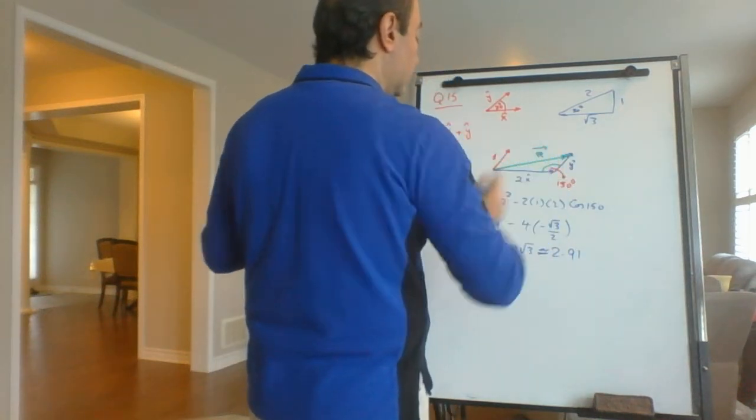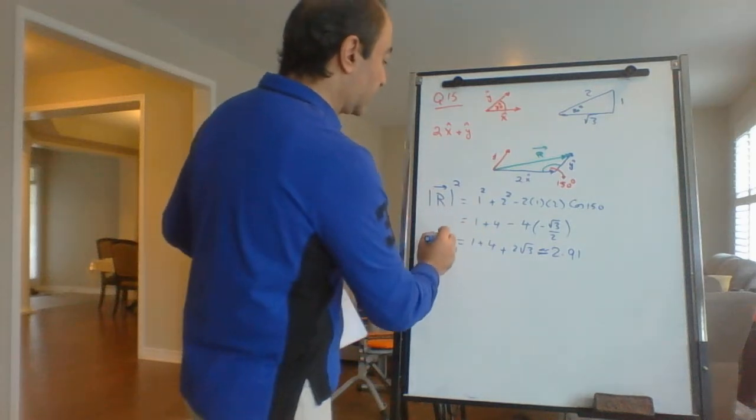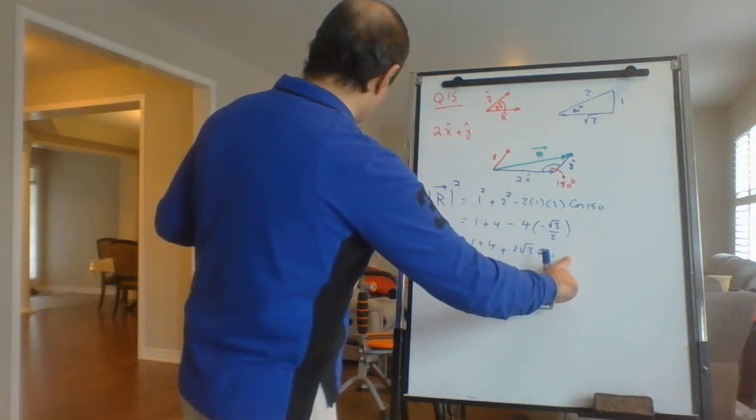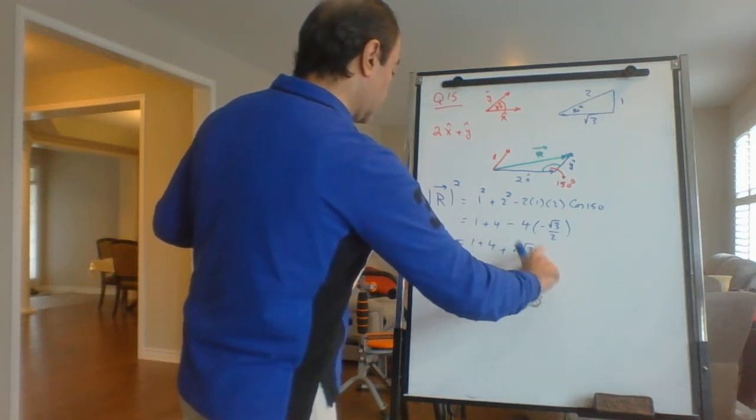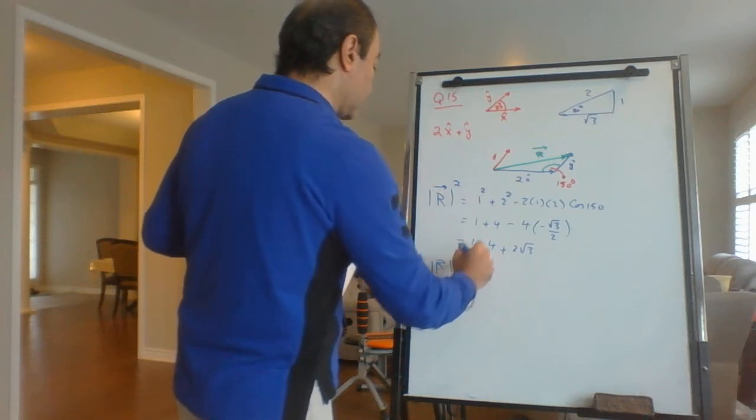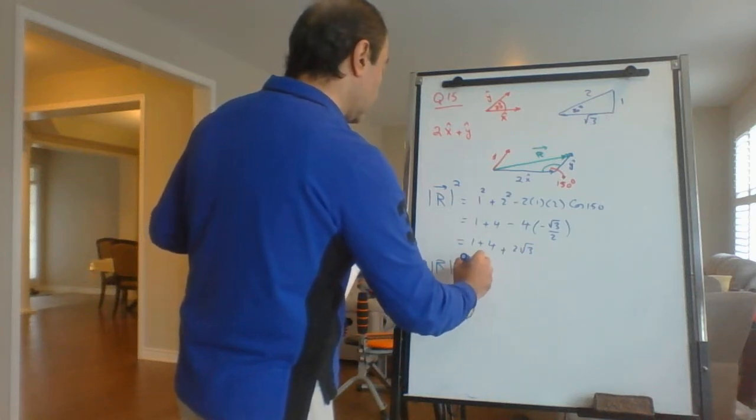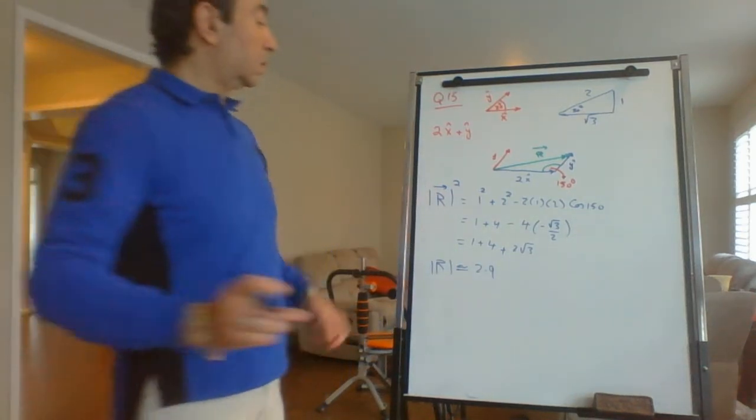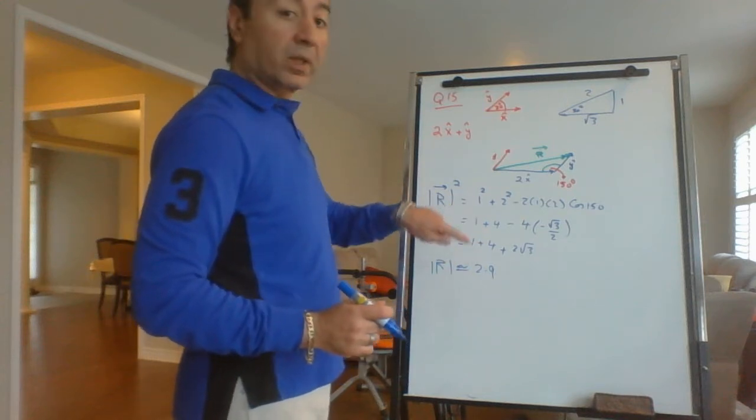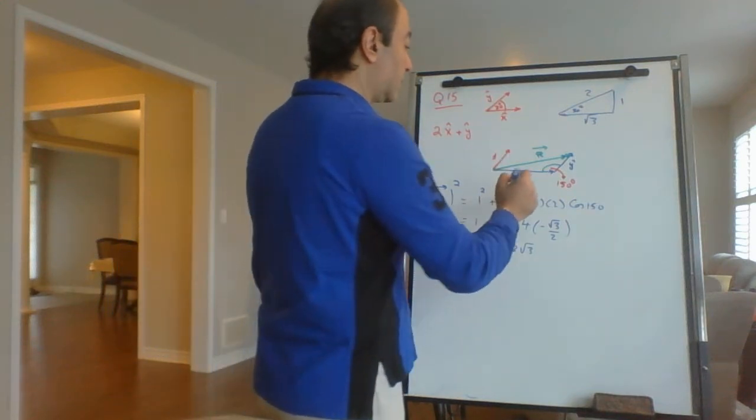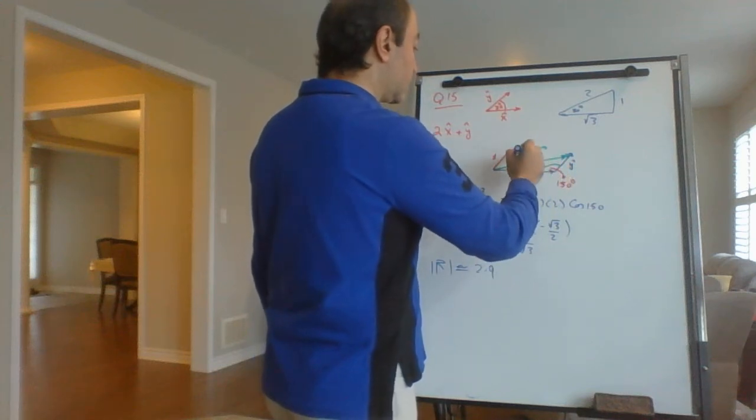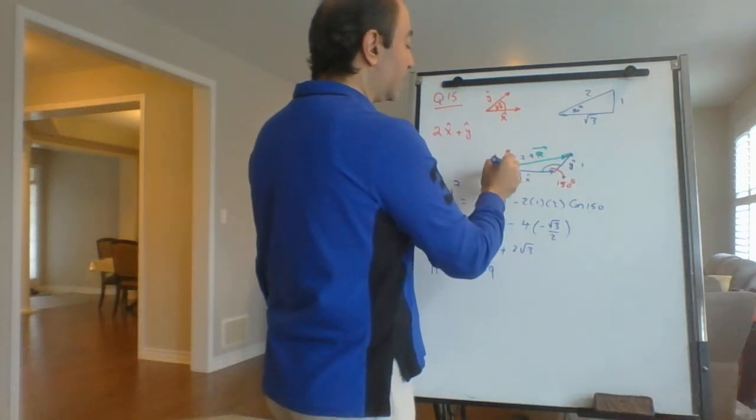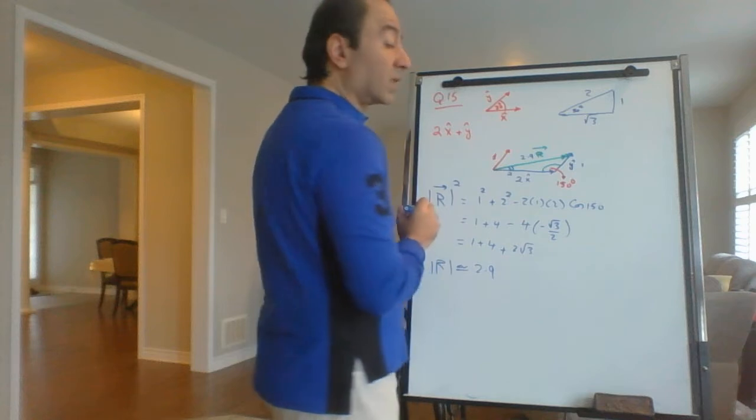So the magnitude of r will be the square root of this, which is about 2.9. Okay, now this is r squared, so the magnitude of r will be the square root. Now I know that this is 2, this is 1, and this is 2.9. I can get this angle because I need a direction as well.